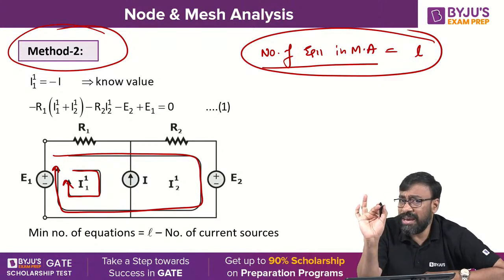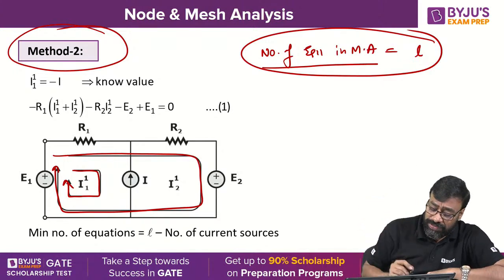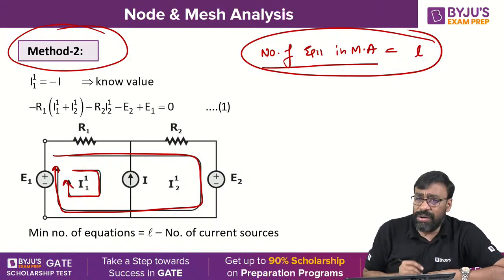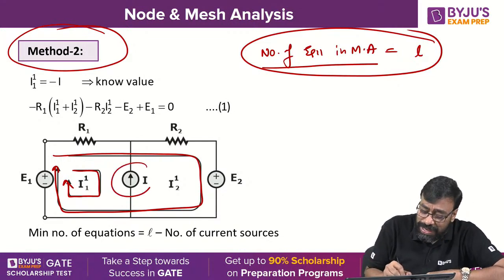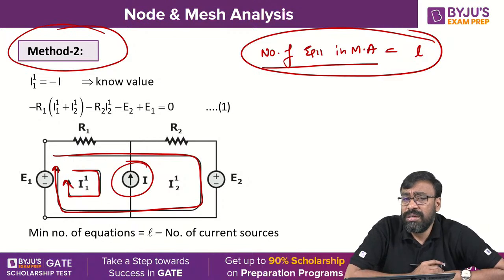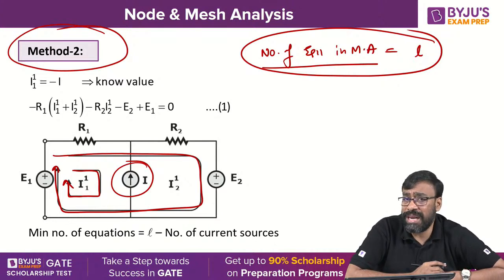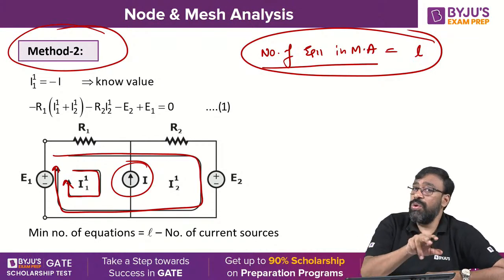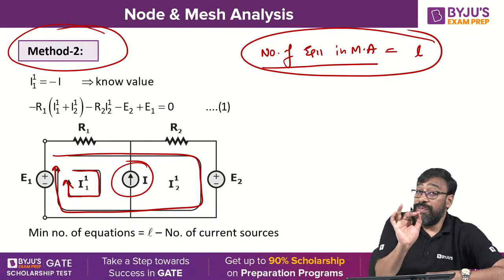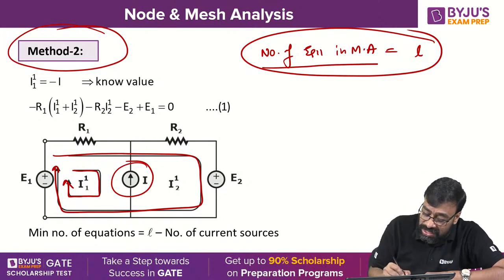Up to this, is it okay, Mr. Ashok? Please respond quickly. So now, tell me here, does I belong to only the first loop or both the first loop and second loop? According to this representation, I belongs to only the first loop. When I belongs to only the first loop, its loop current and branch current both are the same. So what is the branch current here?